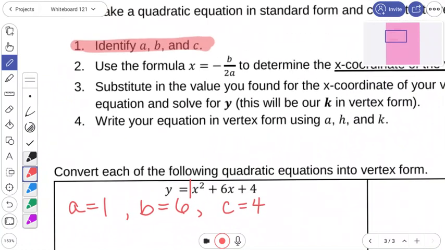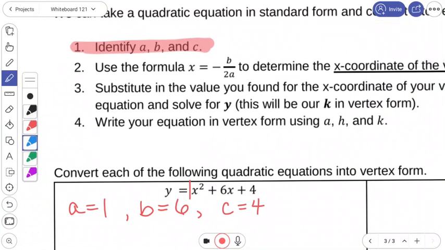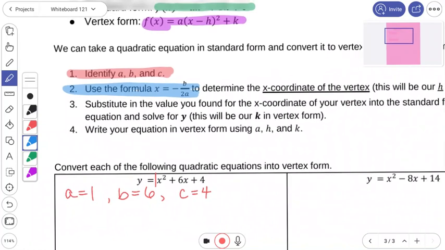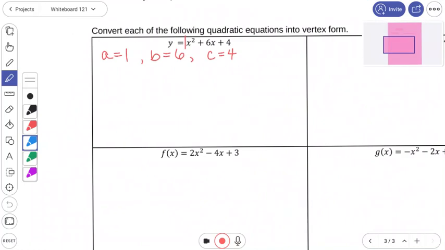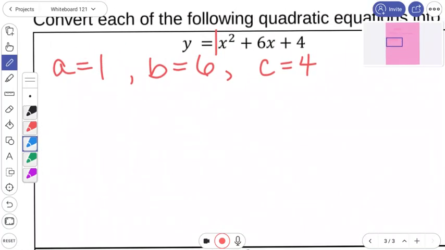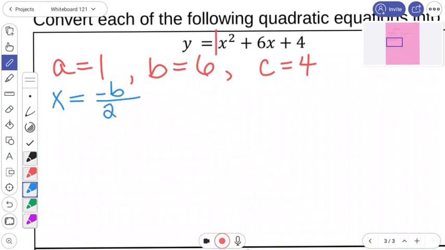The second step to converting from standard to vertex form is we're going to use this formula: x equals negative b over 2a. And what that's going to do is give us the x coordinate of our vertex. So remember that when you find the x coordinate of your vertex, when we sub that into our vertex form, that's going to be the variable h. Okay? So x equals negative b over 2a. That's what we're doing next.